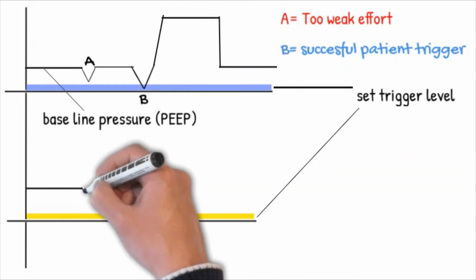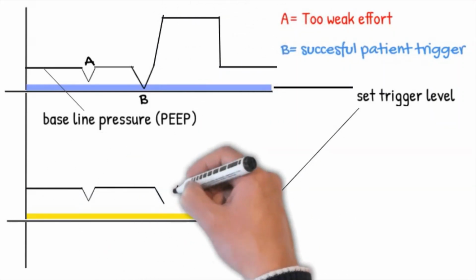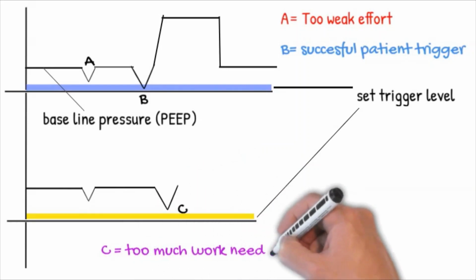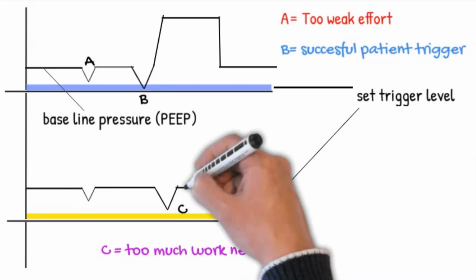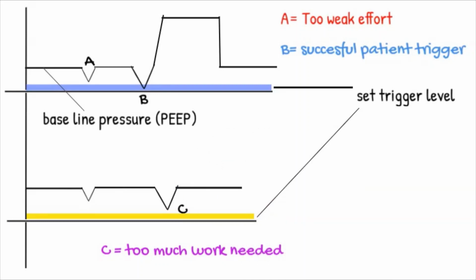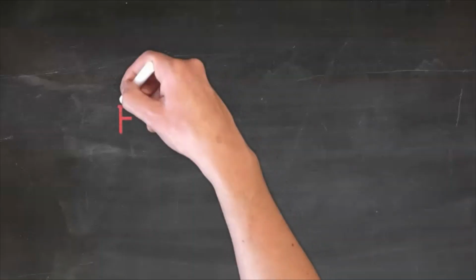In case C, even though the patient has made a good effort, it does not reach the set trigger level. That means too much work is needed to reach that level, and the ventilator will not realize it and will not deliver a new breath. That means two factors are necessary to have a successful patient trigger. The first factor is that there should be a proper effort, or enough effort, from the patient side, and the second factor is that the set trigger level should be appropriate for the conditions.